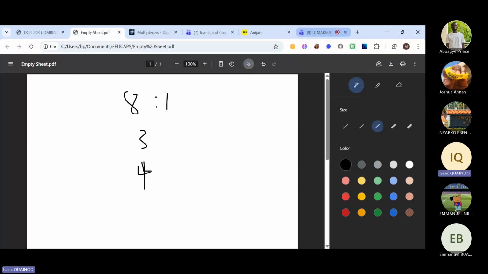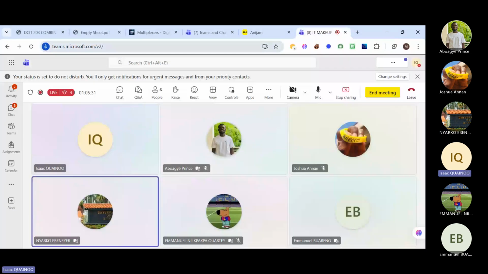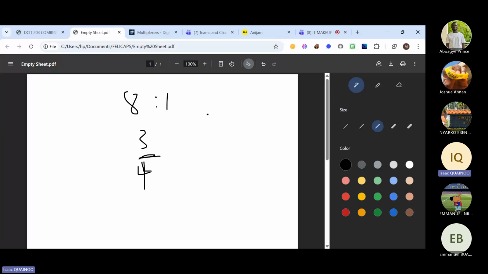So please, who said 3? I was the one who said 3. Okay, that's Mr. Nyankun. Mr. Nyankun is right. So 3 is correct, because you said 2 raised to the power of our select lines will give us the input, right? So we know 2 raised to the power 3 is what will give us 8. So 3 is our number of select lines.